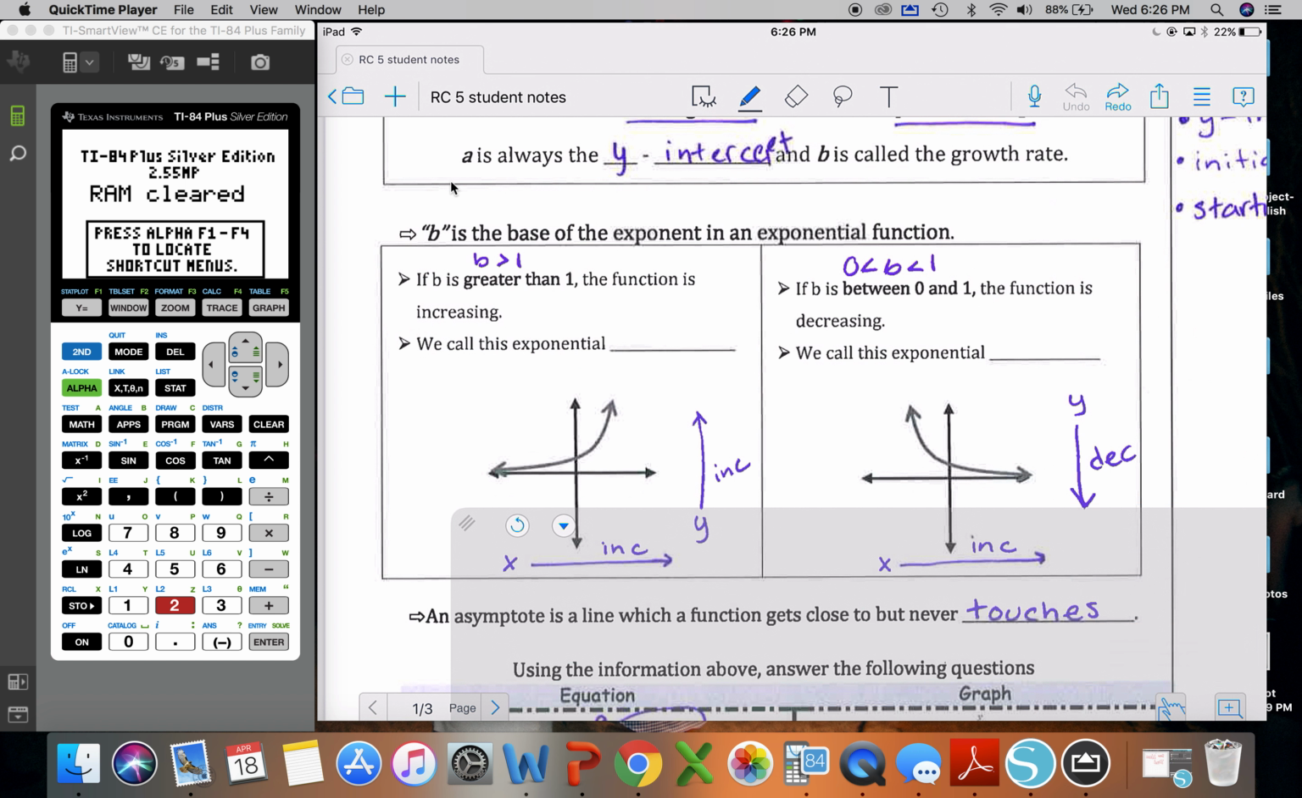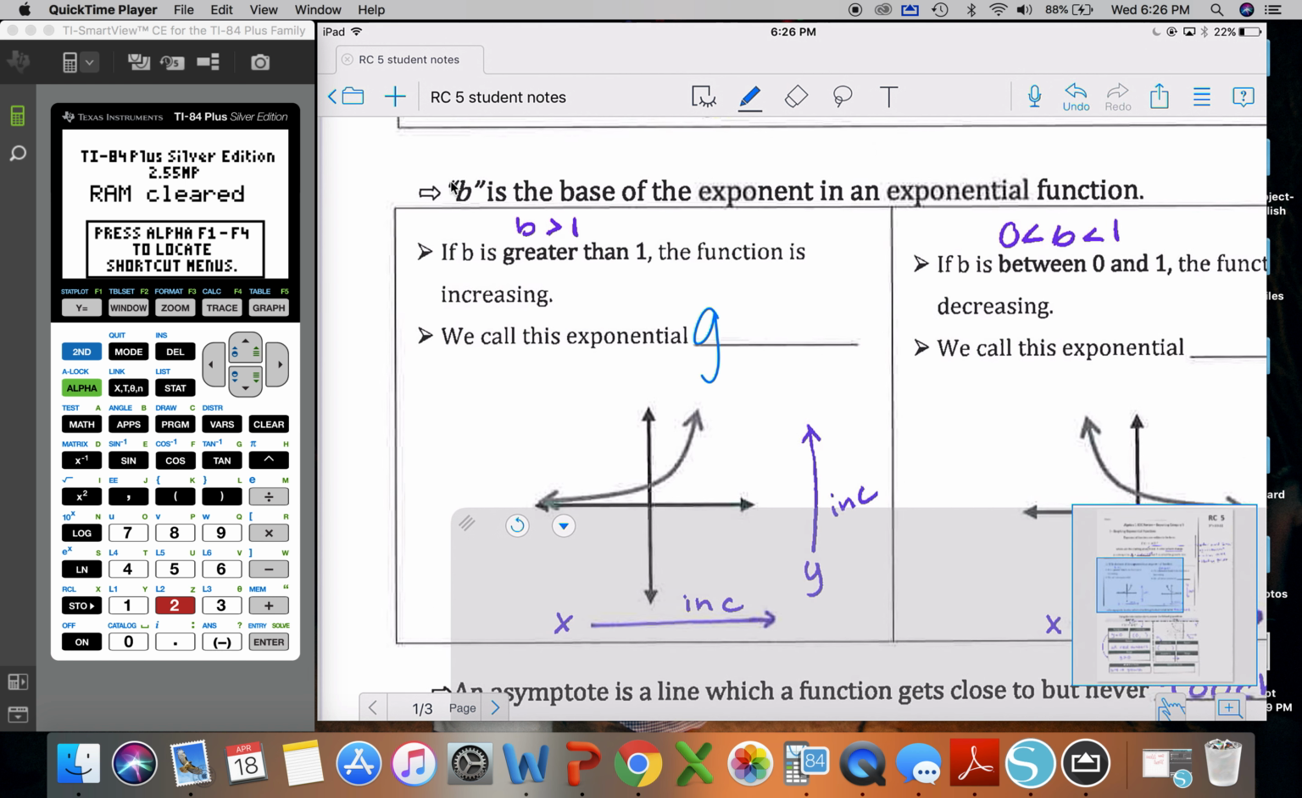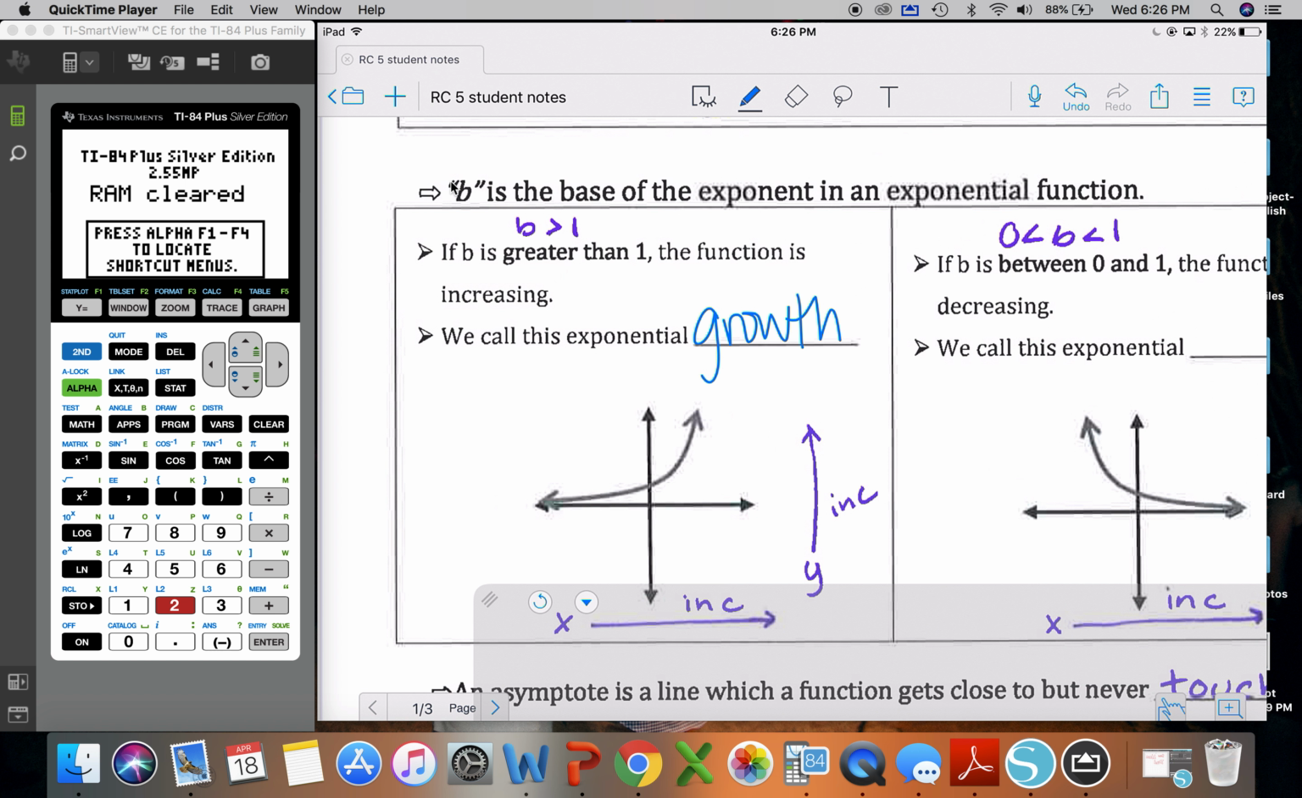B is the base of an exponent in an exponential function. That's why they use b for base. If b is greater than 1, the function is increasing, and we call this exponential growth. As you read this graph from left to right, your x's are increasing and your y's are increasing.